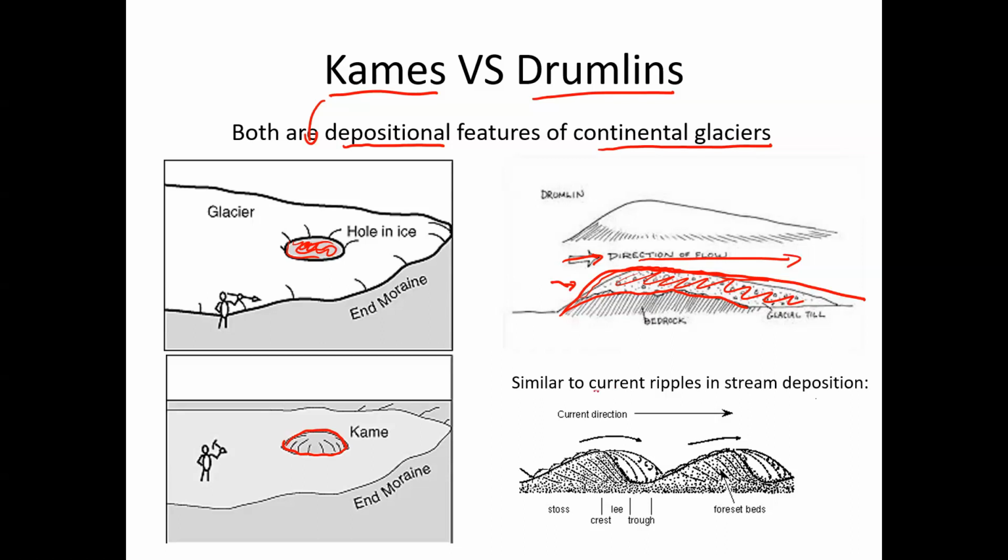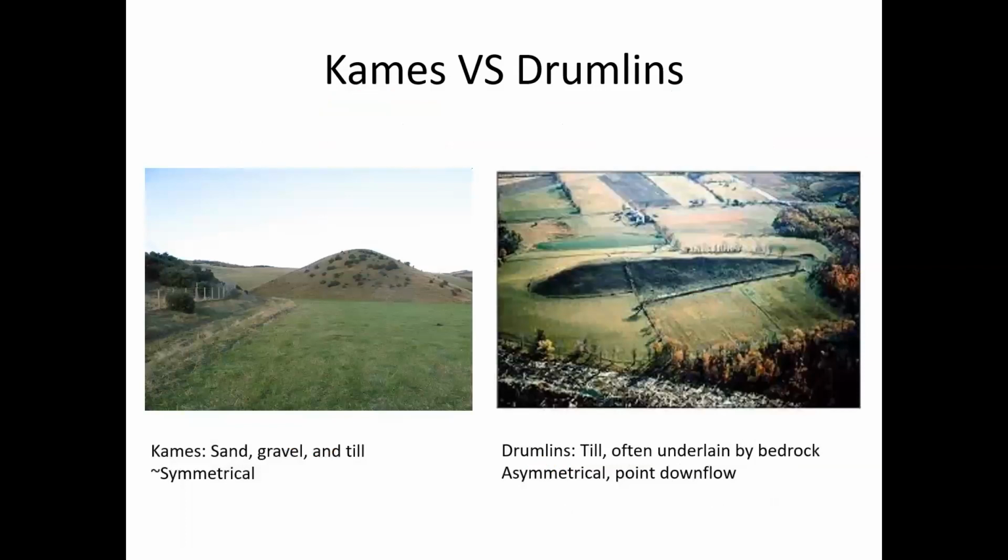It's similar to current ripples in stream deposition, but the shape is opposite those. So in current ripples, the shallow side is in the upcurrent direction, but in drumlins, the steep side is actually in the upcurrent direction. Here are a couple pictures of those.